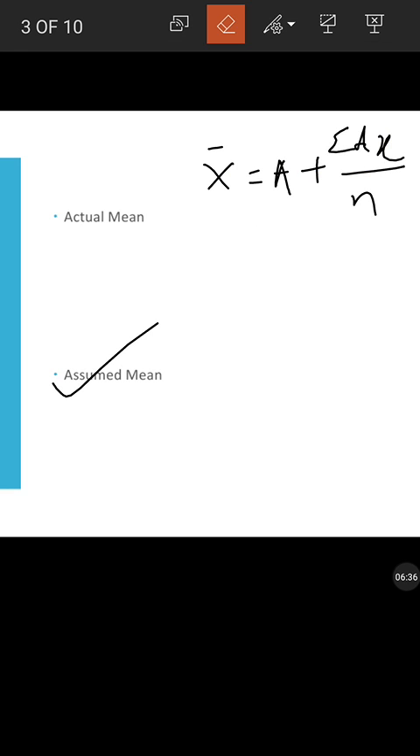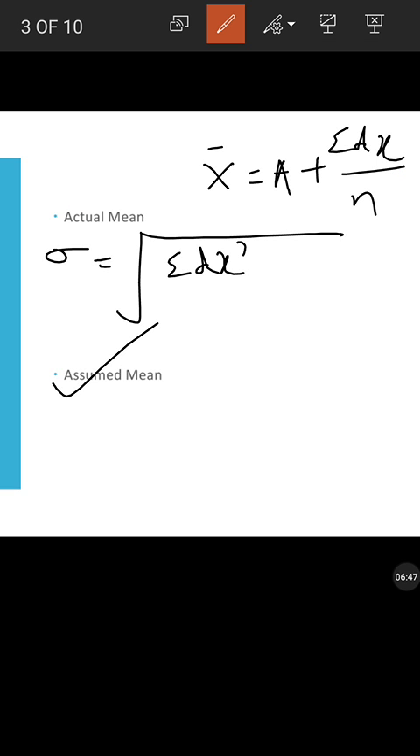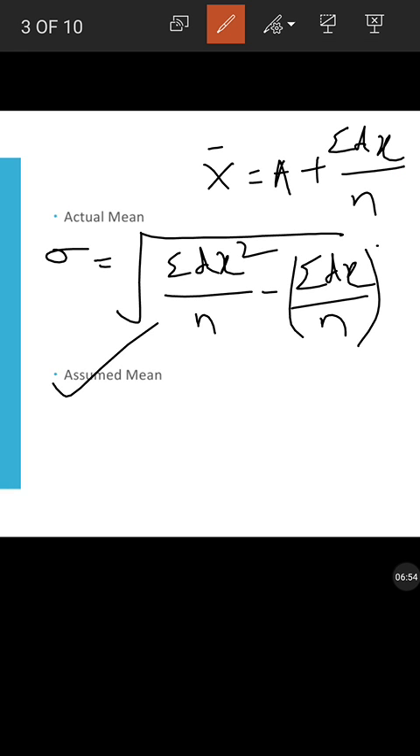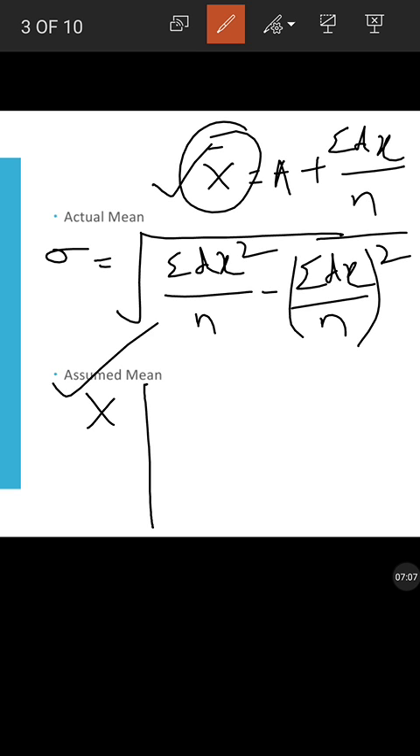Okay, so let me start from here. That is sigma is equal to root of summation dx square divided by n minus summation dx by n the whole square. Okay, now what we are going to calculate here in the question, x will be given and first we have to find out x bar. Okay, first we have to calculate x bar. So what is x bar formula? A plus summation dx divided by n. This is d. Okay, summation dx divided by n.